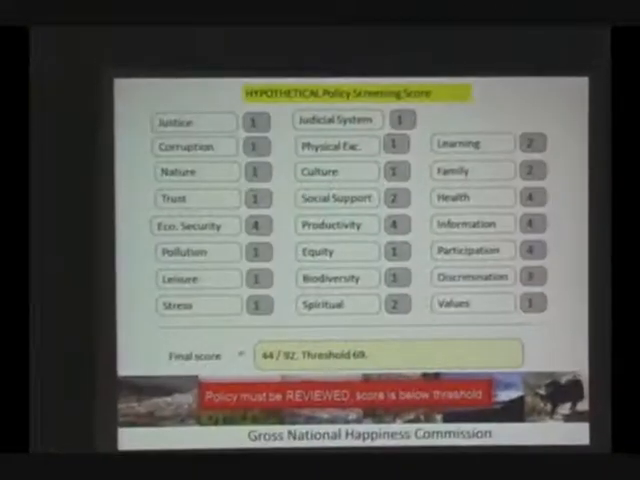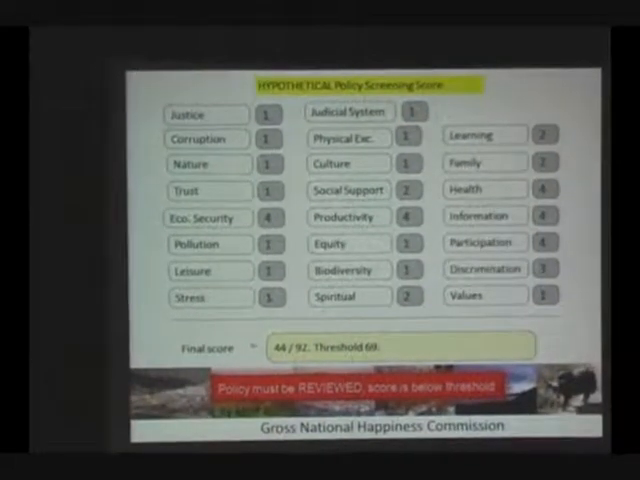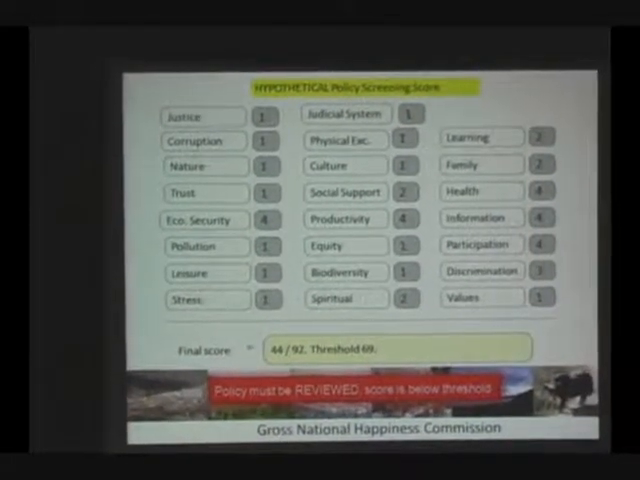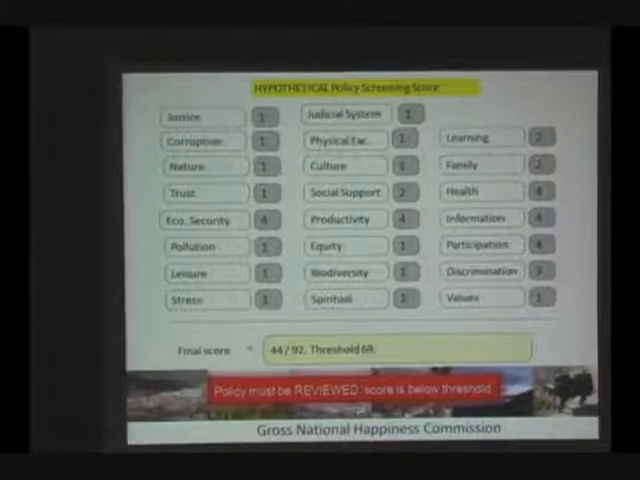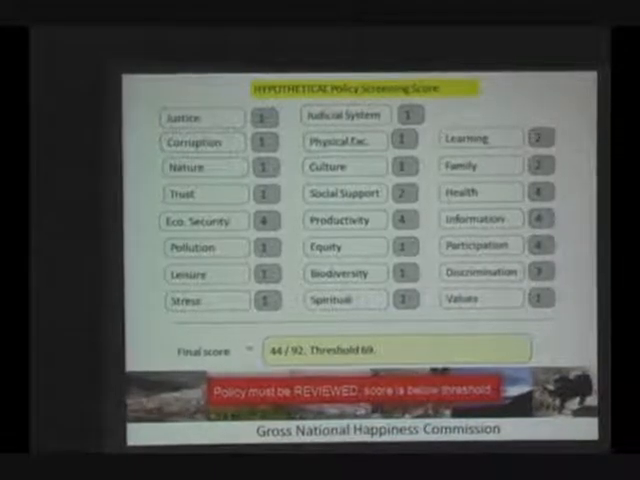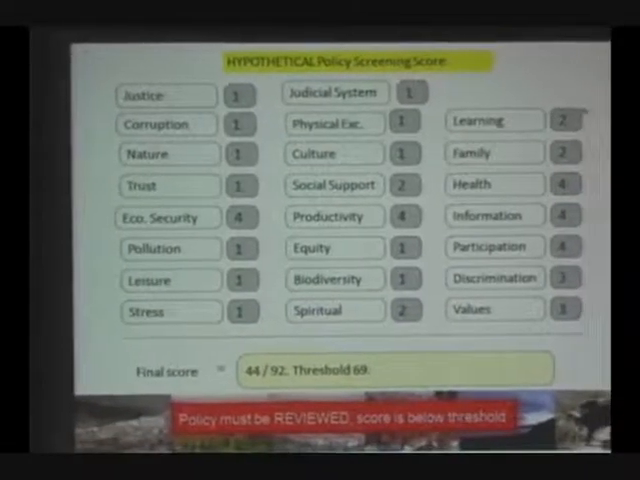So for instance, there are 23 of these variables, and if they received a scoring like I've shown here, the total score would be just 44 out of 92. Since the threshold for the policy to be passed is 69, using 3 as a threshold, in this case it means the policy must be reviewed because the score is below the threshold.